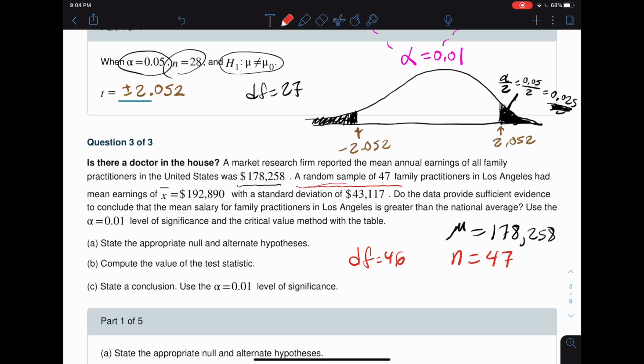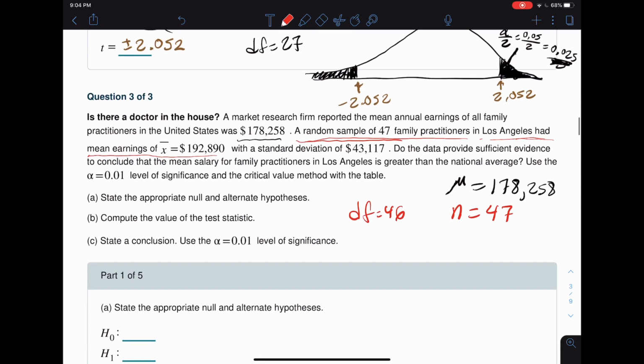A random sample of 47 practitioners in Los Angeles had a mean earning of, and we use x bar for that, and they helped us out with the notation. They had a larger mean, at least in the sample, $192,890. That's just a little more than I make. Yeah, a lot more.